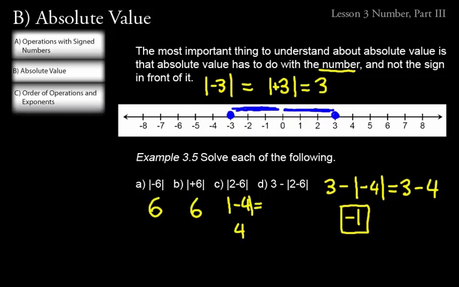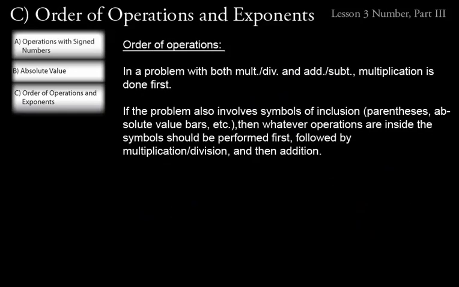So absolute value has to do with the number and not the sign in front of it. Let's move on to part C, order of operations and exponents. Let's look at order of operations first. Say, for example, you had 2 times 3 plus 4 and you're asked to solve that.